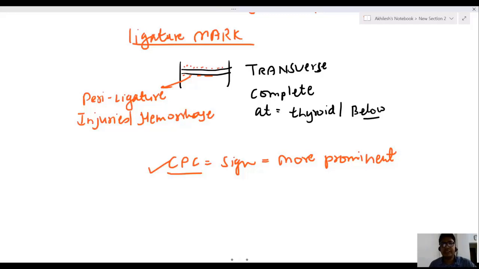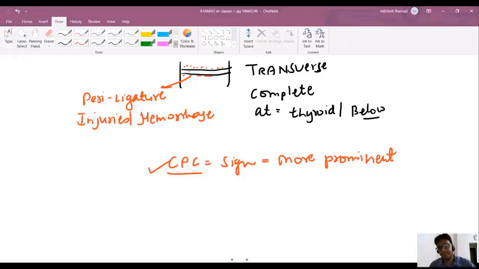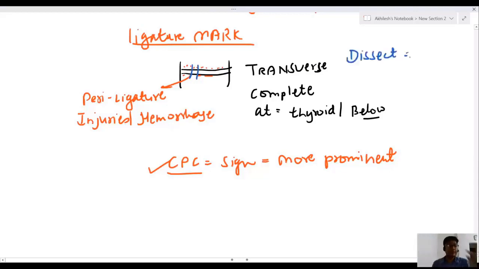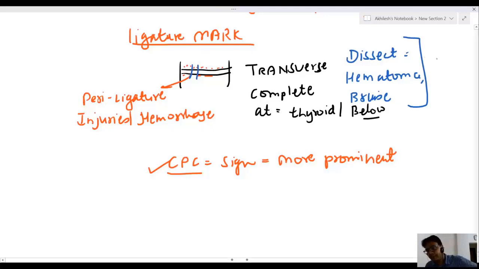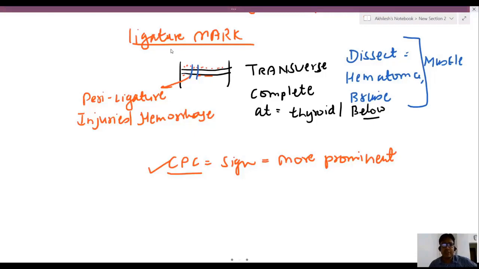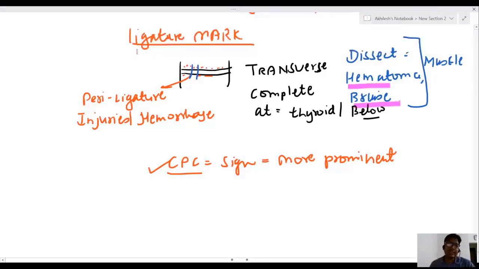Now, Doctor Sahab, when you dissect this ligature mark, this question comes in the exam, because this is an injury, my dear friend. When you dissect the ligature mark, there will be hematomas and bruises of the neck muscles. You will find muscle hematoma, other hematoma, bruise. These are commonly seen. Generally it is transverse, complete, with periligature injuries. After dissection you will find hematoma and bruise of the muscles and tissue. This is a very important, significant finding, my dear friend. Ligature mark.